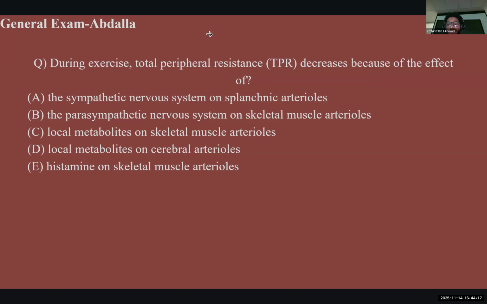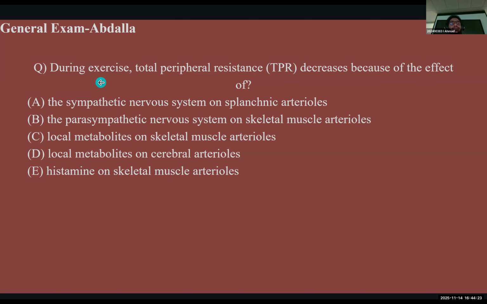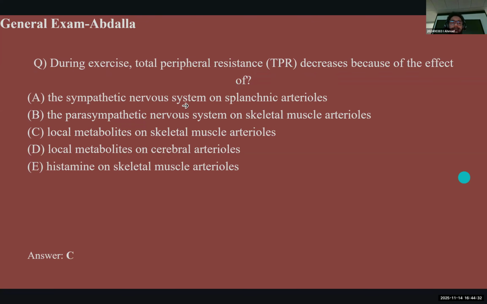Couple of C's and an A. Ibrahim, are you sure about that A? You said during exercise. Remember, we're exercising, we want to increase the blood flow, and the TPR is decreasing. There's decreasing resistance. The answer is indeed C, as most of you guys said.